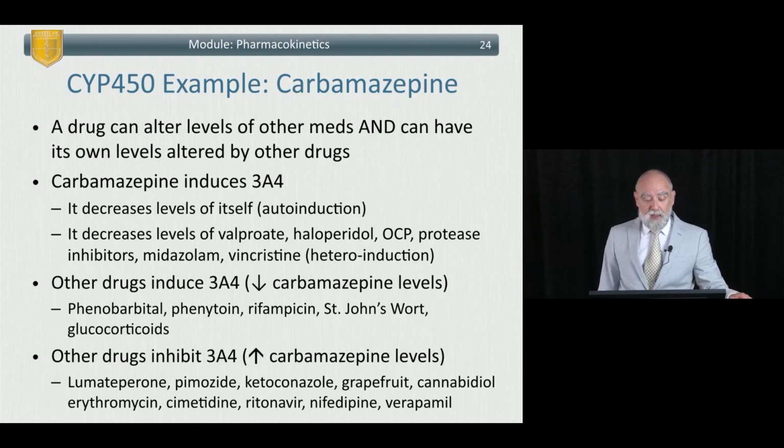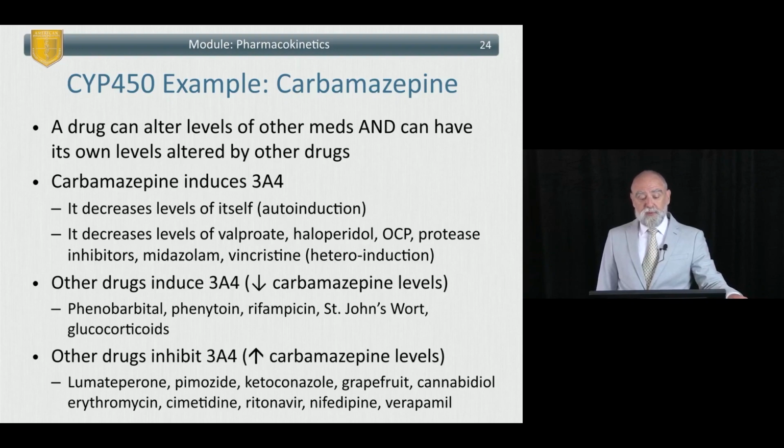Carbamazepine is a 3A4 inducer, and decreases levels of other drugs like valproate, haloperidol, the oral contraceptive pill, and other meds like protease inhibitors, midazolam, and vincristine. And this is called heteroinduction. It's very important to note the oral contraceptive pill effect, because carbamazepine, as an inducer, can speed up its metabolism, lower its levels, lead to contraceptive failure, and then at the same time expose the fetus to carbamazepine, and carbamazepine has teratogenic effects.